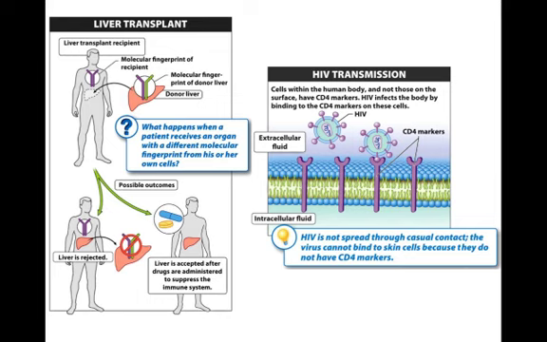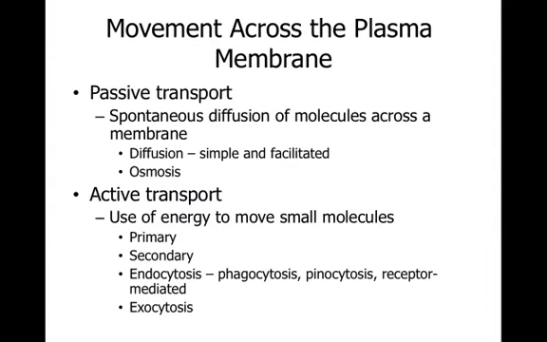And so that's why if you touch somebody that has HIV or hug somebody with HIV, you cannot get HIV, because these markers are only on the inside of your body, which is why it's important when there is contact with blood, because blood does go inside of the body or has cells that contain these CD4 markers.